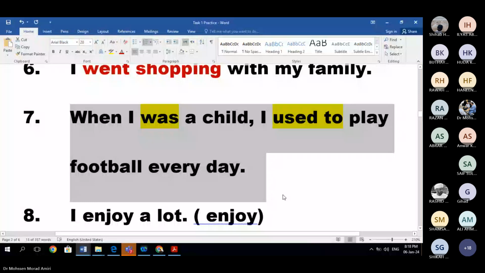Anybody who can give me an example of used to? Any example? Tomorrow you have an exam. How can you use used to? It's pretty simple. Yalla, open your mic and say it. Don't feel shy. Yalla, fast, Shabab, because there are a lot of things I need to explain. Used to. Anybody?